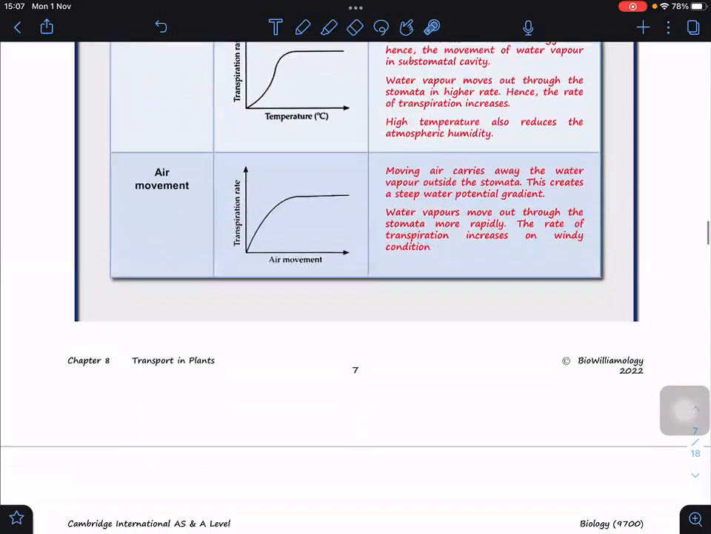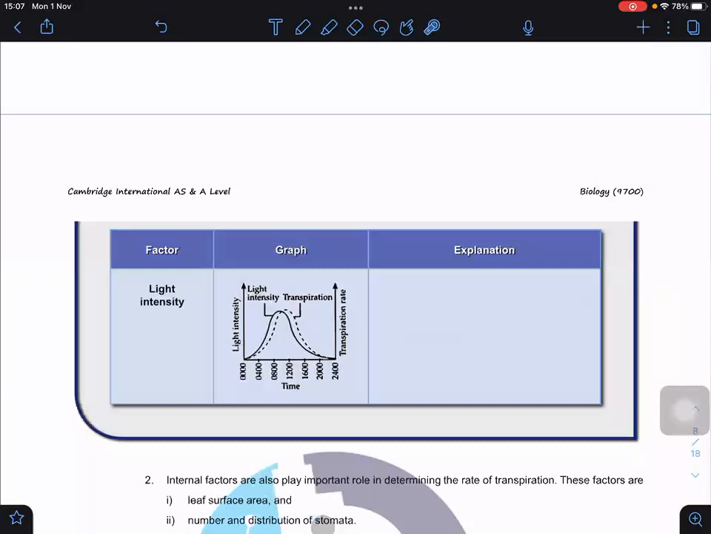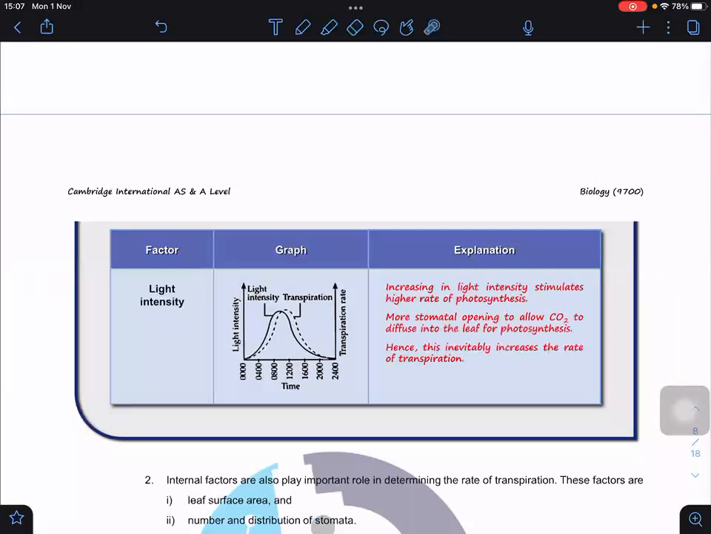How about light intensity? Light intensity correlates with photosynthesis. When you increase the light intensity, it will stimulate a higher rate of photosynthesis, because we want to allow more CO2 to diffuse into the leaf for photosynthesis. Therefore, inevitably, we increase the rate of transpiration. Are you clear? If you follow the graph here, you can see that the transpiration increase follows the shape of the light intensity. And why? Because of the photosynthesis.